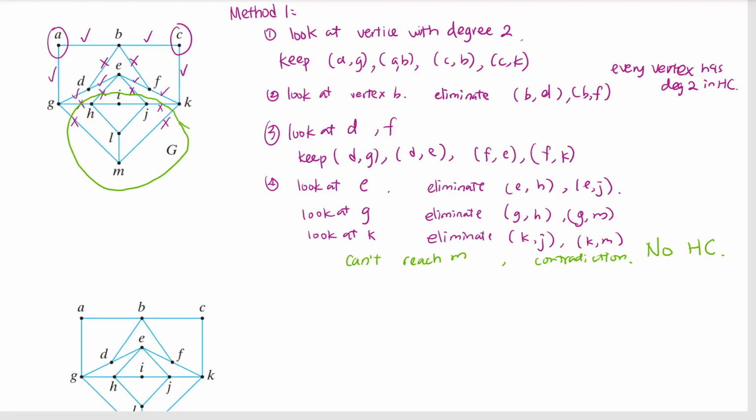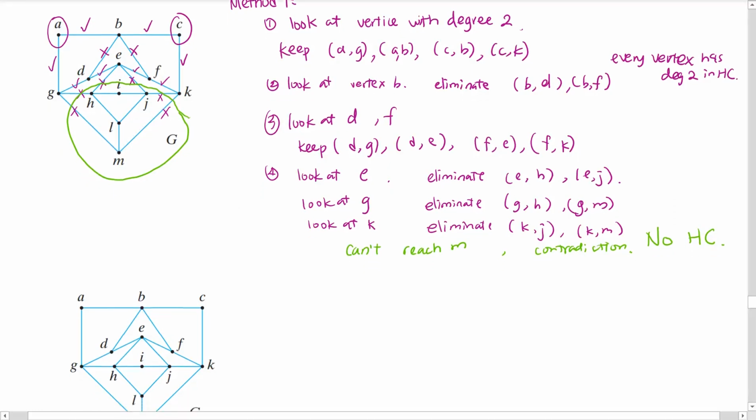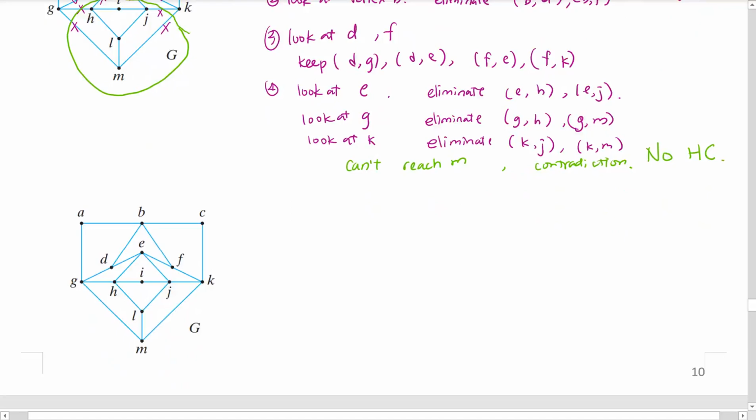Let's talk about the second method to show there is no Hamiltonian cycle. So here we have the same graph. The first thing we do is we want to count the number of edges.